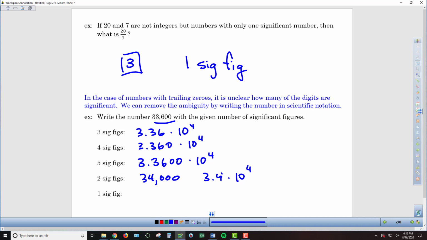And then the last one, if I want to report 1 significant figure, we're going to round off to the nearest 10,000. So we're either going to have 30,000, since that 3 rounds us down, or it would be 3 times 10, that is a 3 there, believe it or not, times 10 to the 4th power.